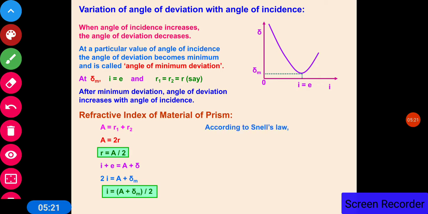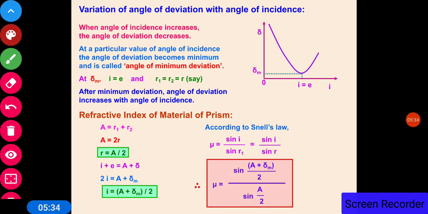According to Snell's law, mu is equal to sin I upon sin R1 is equal to sin I upon sin R, because R1 and R2 both are equal to R. Putting the value of I and R, we get the relation mu is equal to sin of A plus del M by 2 upon sin A by 2. So this is the formula, or the relation, of the refractive index for the prism.